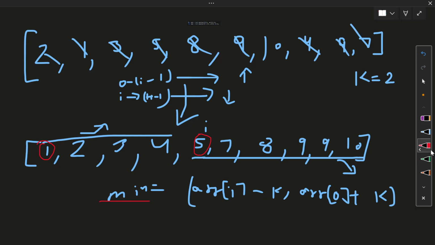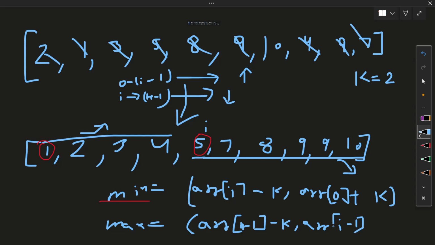So this is minimum. And what about maximum? Either this will be my maximum value, what I mean is array of n minus 1 minus k, either this will be my maximum value, or array of i minus 1 plus k, or this will be my maximum value. So one is this and this.